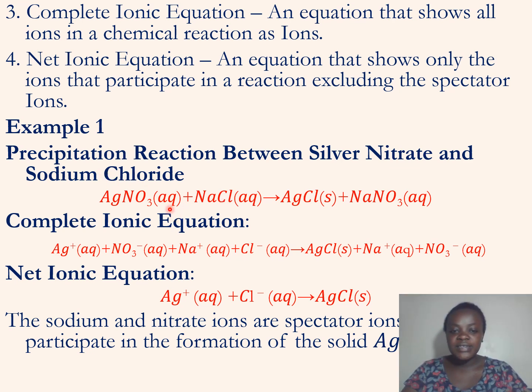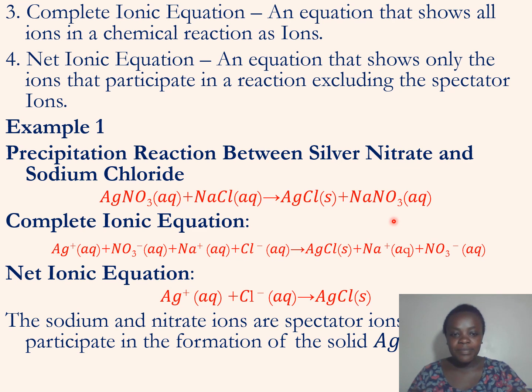So it is in aqueous state. Then we are reacting it with sodium chloride. It is also aqueous, in solution, to give us, what are the products? Silver chloride, which is a solid, and also sodium nitrate. So silver chloride and sodium nitrate are our products.